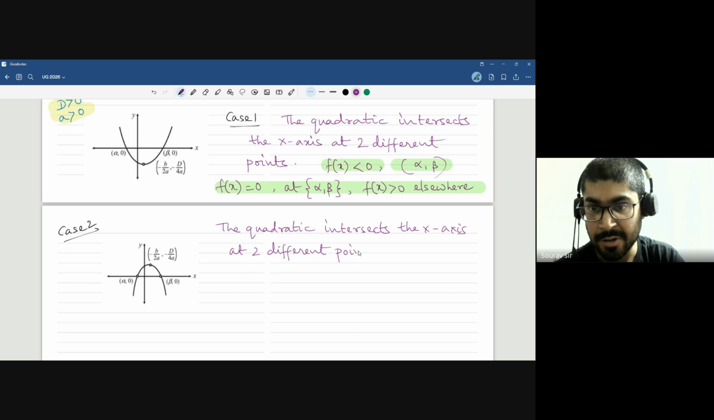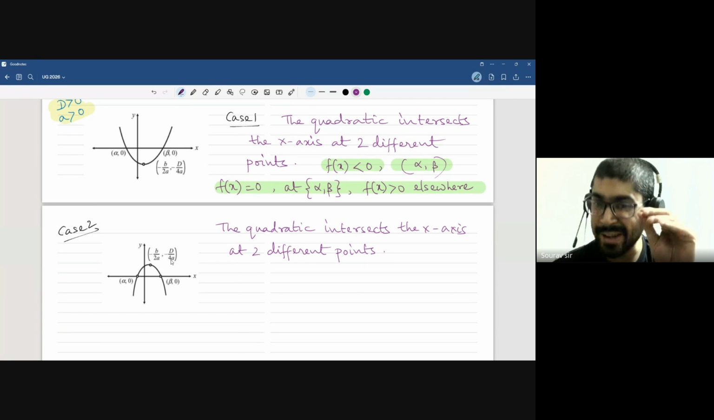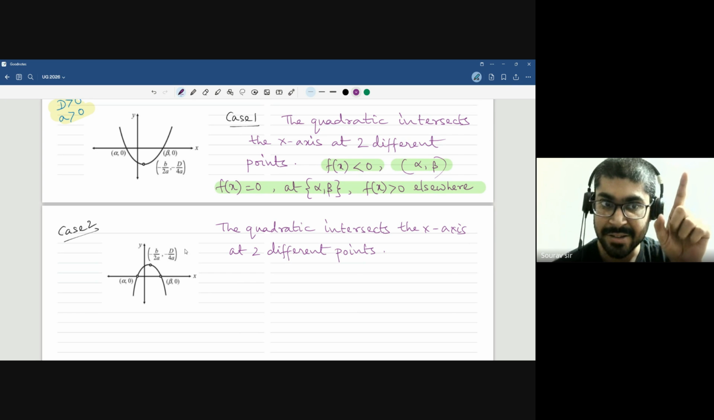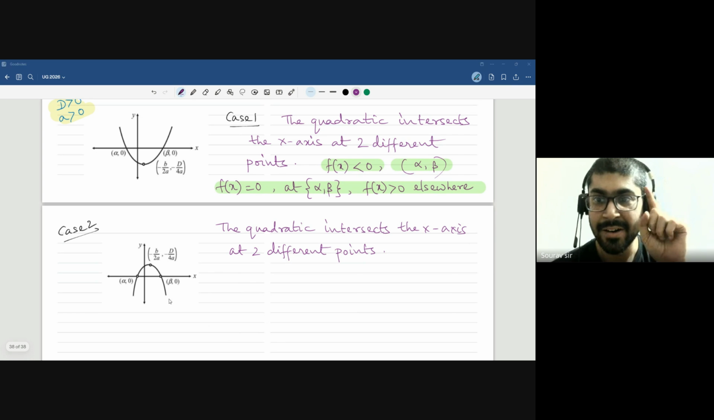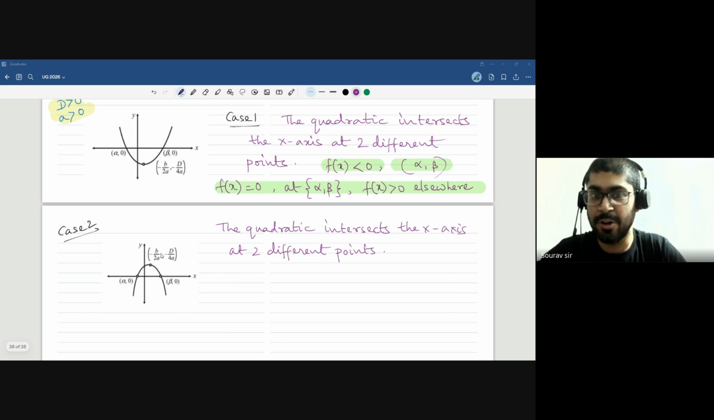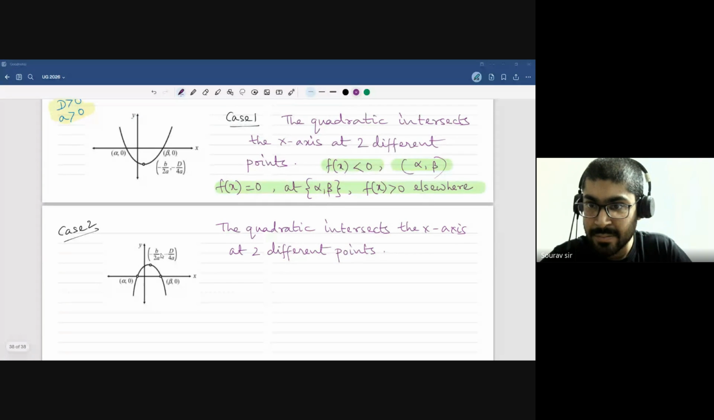But what will be the difference between case 1 and case 2? In both these cases, you have what? In the first case, you had d greater than 0 and a greater than 0. In this case, are we going to have d less than 0, a less than 0? There has to be something different, right? Yes, sir.